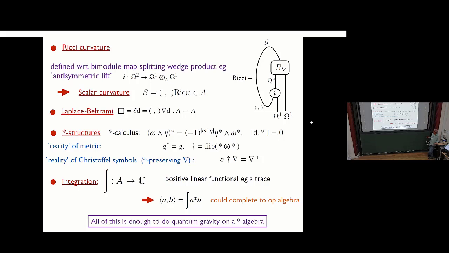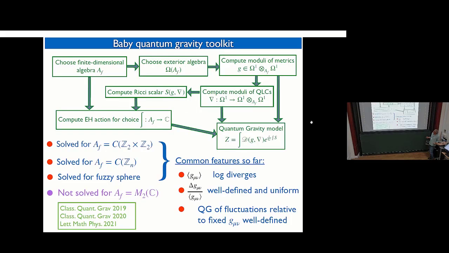The other thing which we all need for a Hilbert space is some kind of integration. So we'll have a positive linear functional, typically a trace on the algebra. And this is what everybody does anyway. We'll use that to define the inner product. That's in Delphine. Okay, so now all of this is enough already to do quantum gravity on any star algebra for which you can compute everything. So this is just a roadmap. I'm not going to do all of this today.